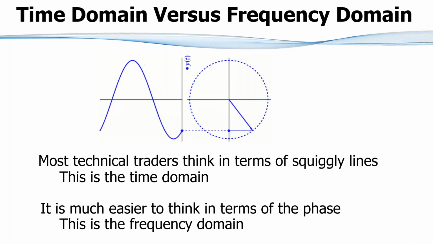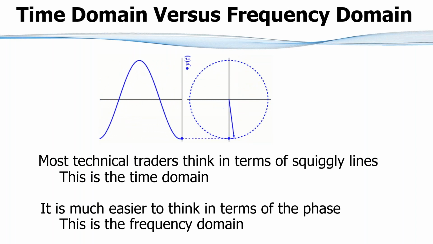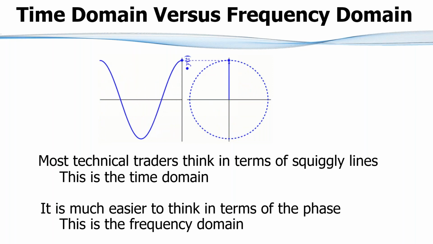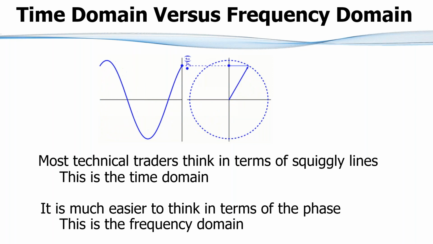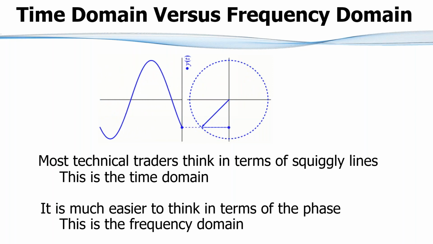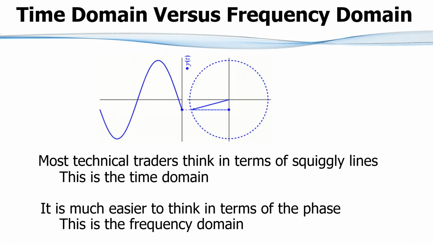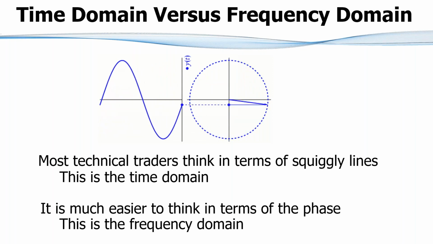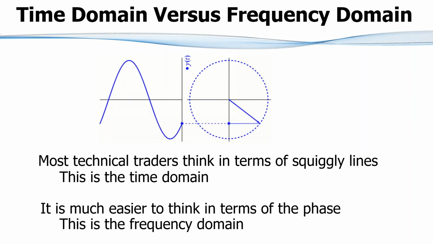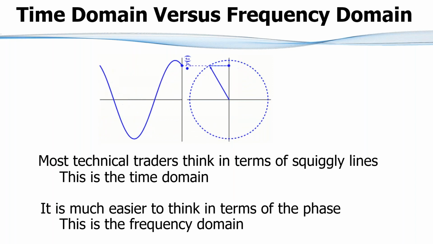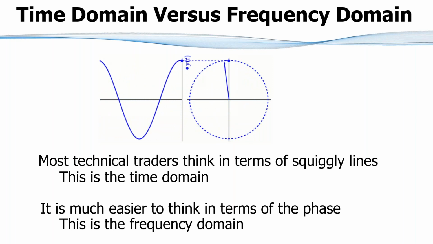But to do that, I like to think in terms of the frequency domain instead of the time domain. That is, traders most likely look at squiggly lines. They look at stochastics or RSIs, and that's kind of like the left-hand side of this moving curve you see. That's the squiggly line in the time domain. But you see on the right-hand side, there is a phasor that is rotating, and the phase of that arrow is a generator for the squiggly line.